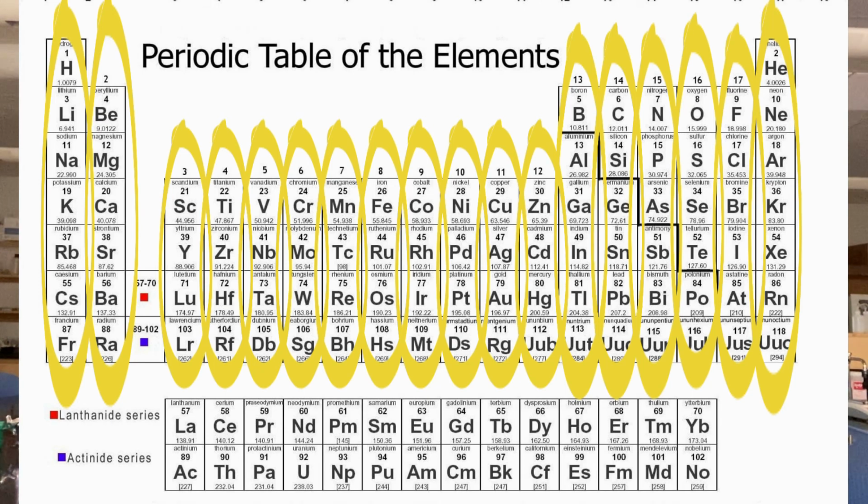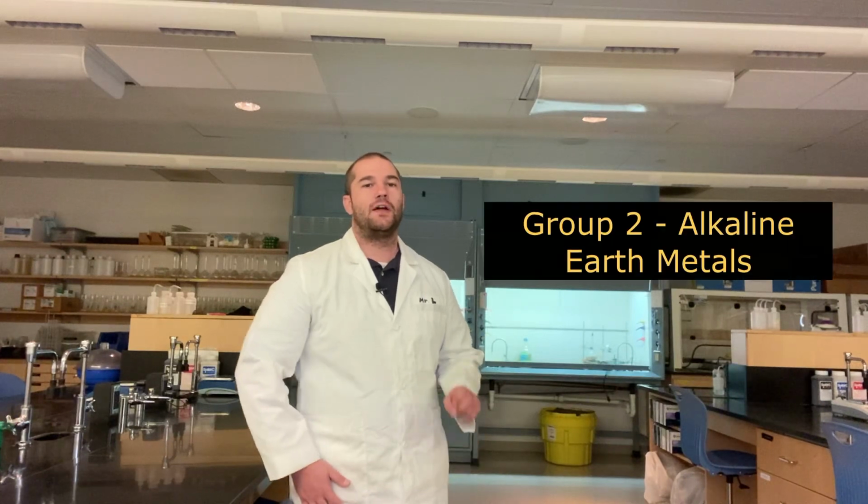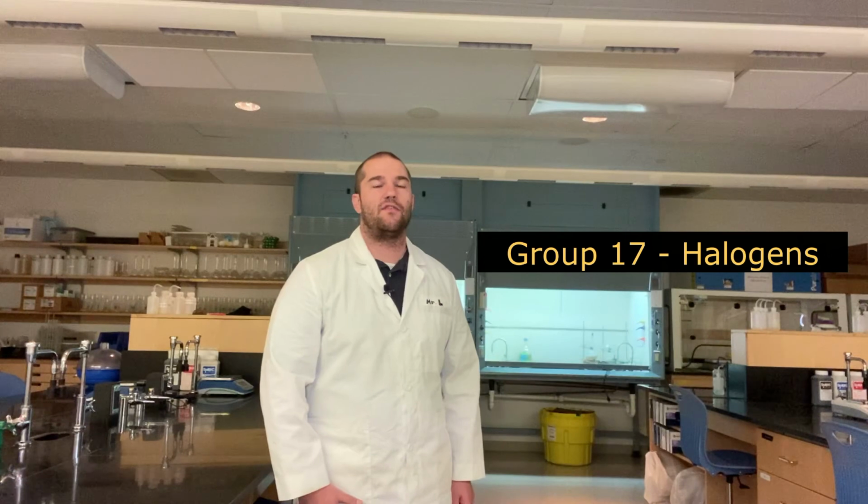There are some groups that you should know the names of. Group number 1 are called alkali metals. These are very soft reactive metals. Group number 2 are called alkaline earth metals. Group number 16 are called chalcogens. This is the one with oxygen at the top of the group. Group number 17 are the halogens. These are very reactive, typically gases, though there is a liquid and a solid here. And the last group are called noble gases. These are very unreactive gases that have a full octet of electrons.